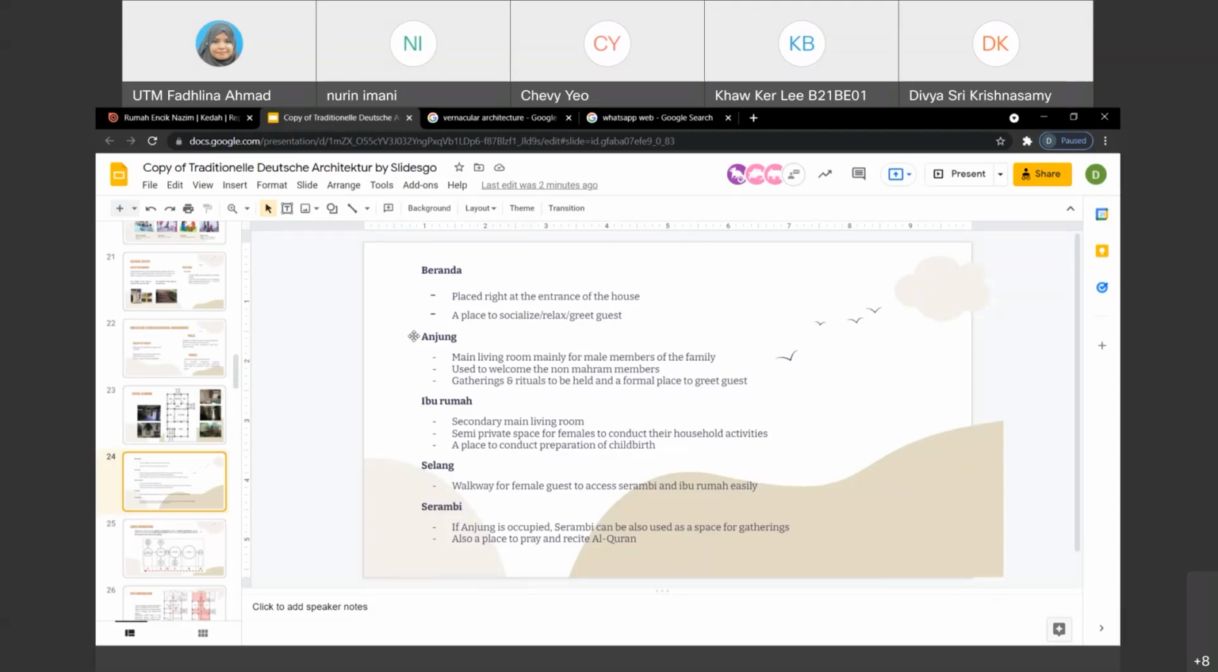So Serambi, if Anjong is occupied, can also be used as a space for gatherings. Serambi is a space more focused on the female members of the family. And it is also a place to pray and recite Al-Quran.